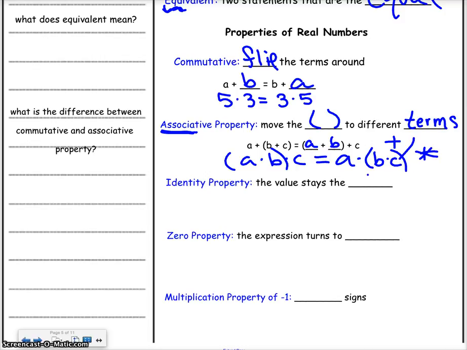Identity property stays the same. Meaning, A plus 0 equals A. And a lot of kids, when they see this expression, say, hey, what property is this? What do you think most kids say? Zero property, because they see 0. And then they will try to trick you. It's not 0 property. It's identity, because it stayed A.